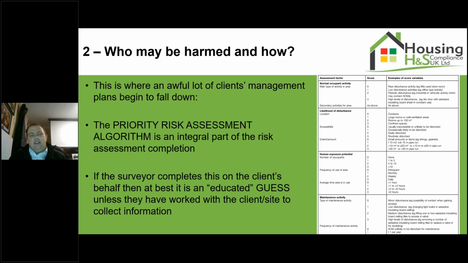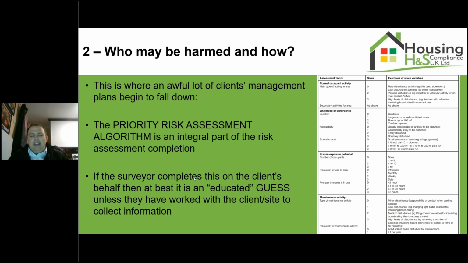So the priority risk assessment algorithm, which is the second phase of the overall asbestos risk assessment, again, is broken down into 4 categories. We've got normal occupant activity, the likelihood of disturbance, how easy is the asbestos to get to, the human exposure potential, so how many people are in the room, how often they're in the room, how long they are in the room, and then things like maintenance activity, so how often is repair work required or carried out even. And as I've written here, some asbestos surveyors will complete this on the client's behalf, and some are accredited to do so.